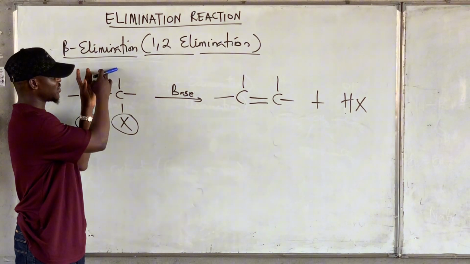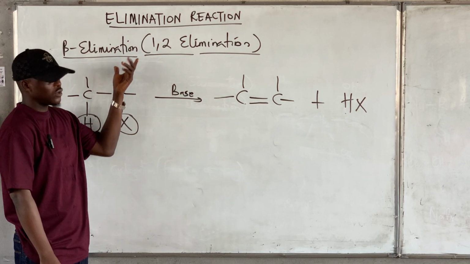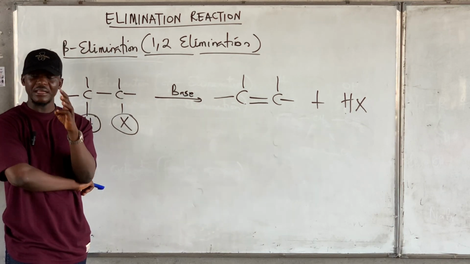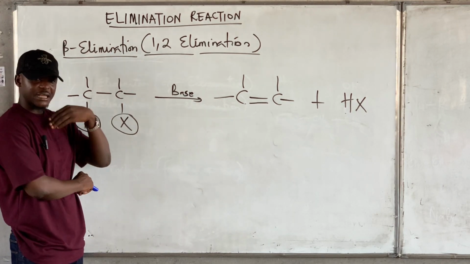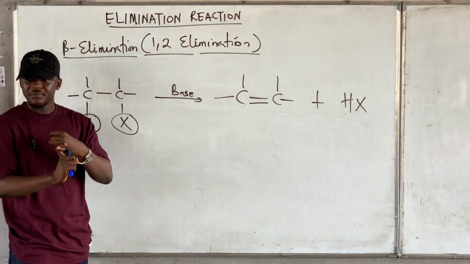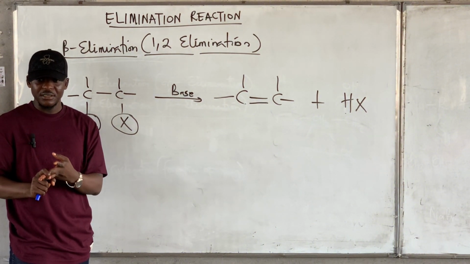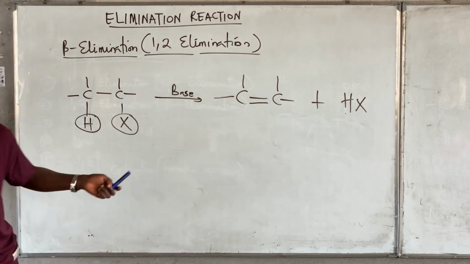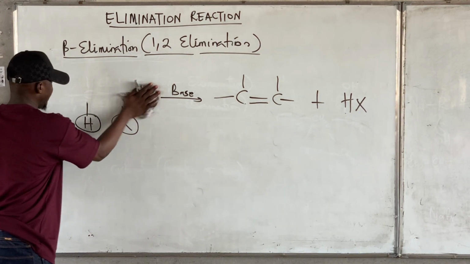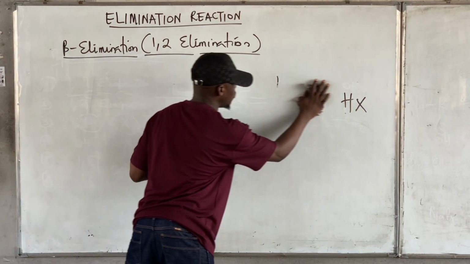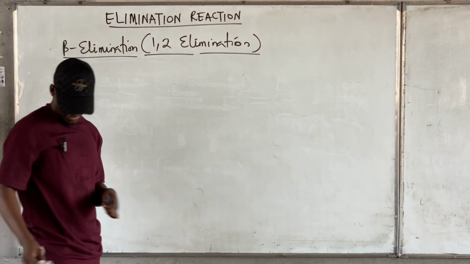So for elimination reaction, we've understood the concept of beta elimination. There are three mechanisms this can follow: we have the E1, the E2, and the E1CB, right? All right, so let me give another example. The most common example of E2 elimination reaction.